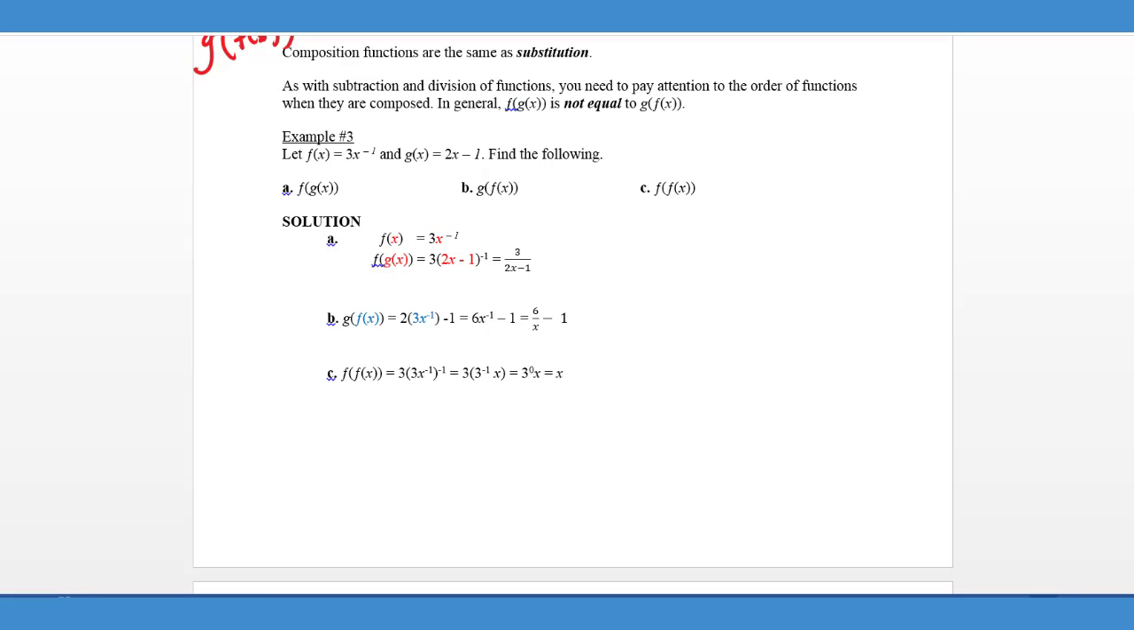So if you look at example number 3, I'll just focus on part A to start. We're finding f of g of x. We were given both functions, and we want to replace the x in f of x with the g of x function. I've used the red color coding here. So in place of x, I'm going to use the entire g of x function, which is 2x minus 1. Now, we're raising the 2x minus 1 to the negative 1 power, so to make that positive, we're going to push it into the denominator. And you can see the substitution take place there.